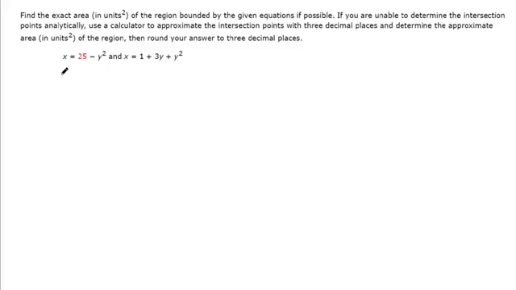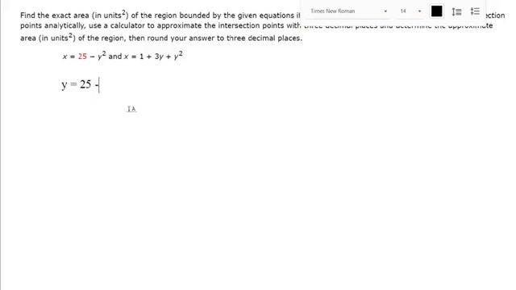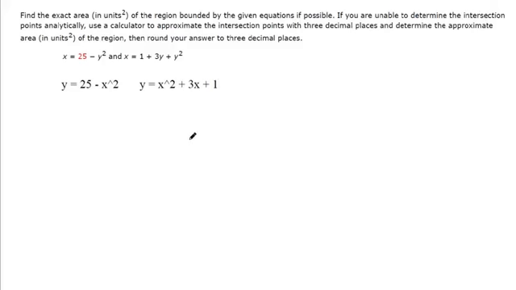X and Y are just letters. You could just pretend these are switched if you want. You could say this is y equals 25 minus x squared, and then this is y equals, let's put it in descending powers, x squared plus 3x plus 1. Okay, and you should get the same answers if you were to integrate with respect to y, which is what I think they're looking for you to set up here.